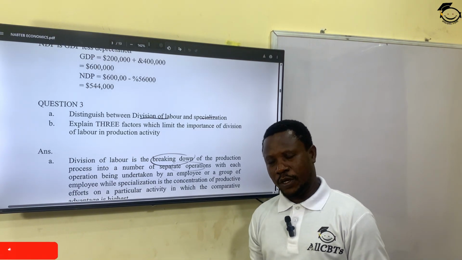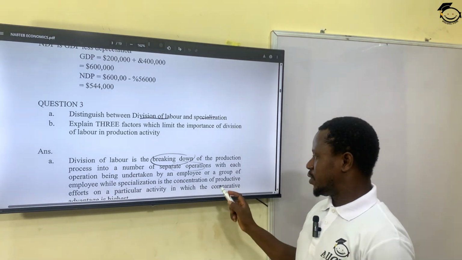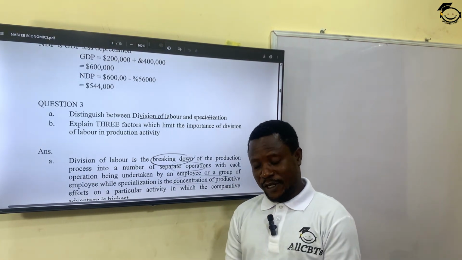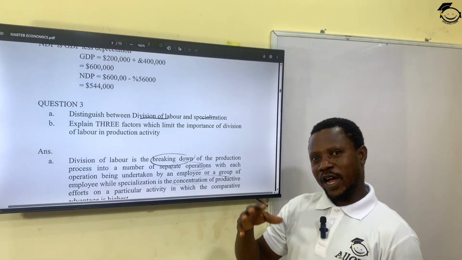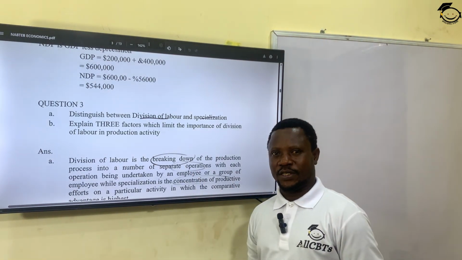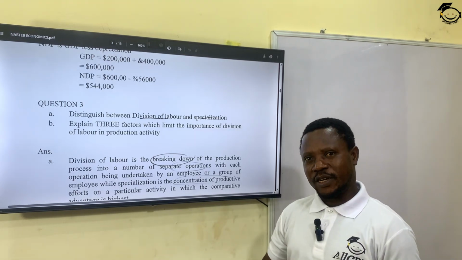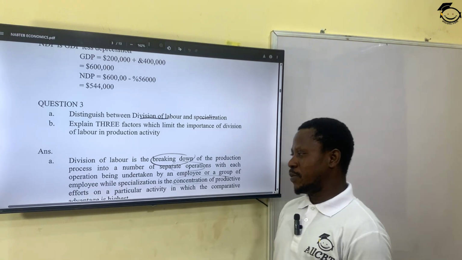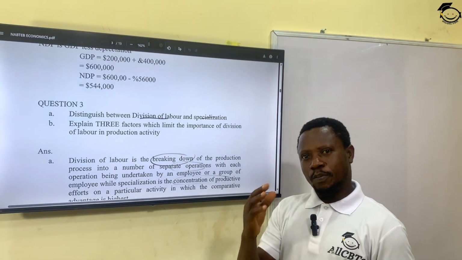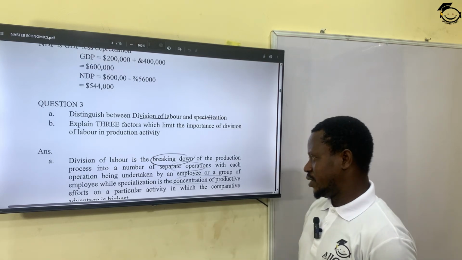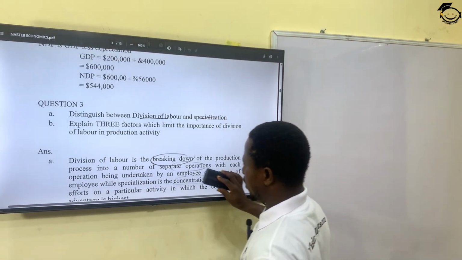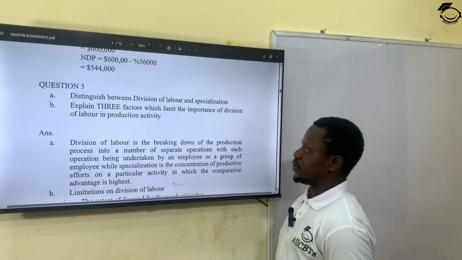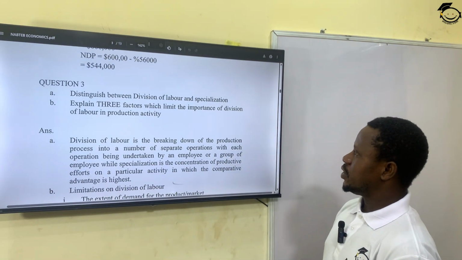That's division of labor. Specialization is when you concentrate all your productive efforts in the production of a particular product, particularly a product in which you have the highest comparative advantage. When you notice that you are much better at producing a particular product, then you concentrate all your available resources on that product, because you have what? The highest possible comparative advantage. That is specialization.